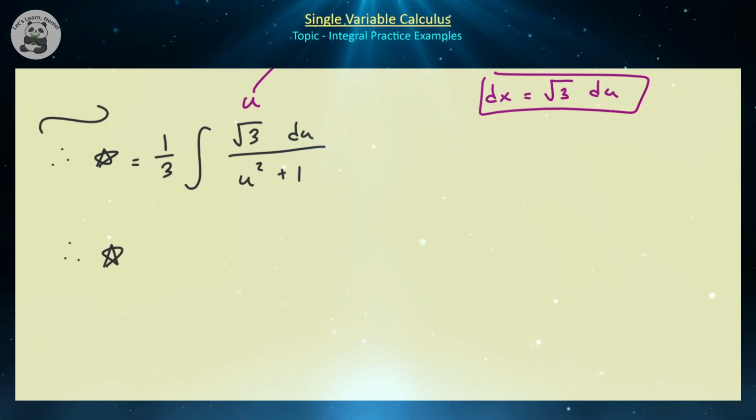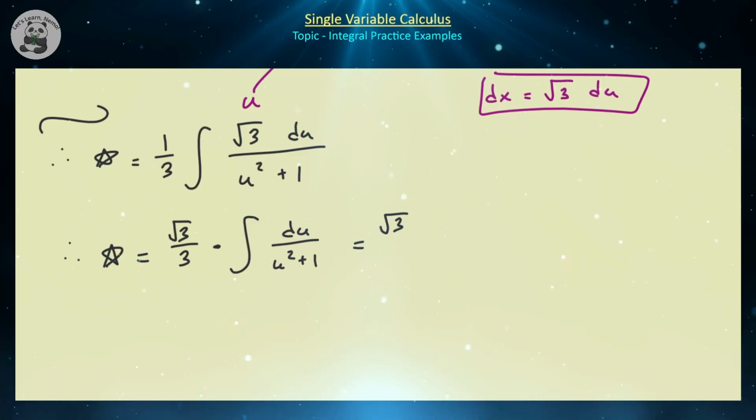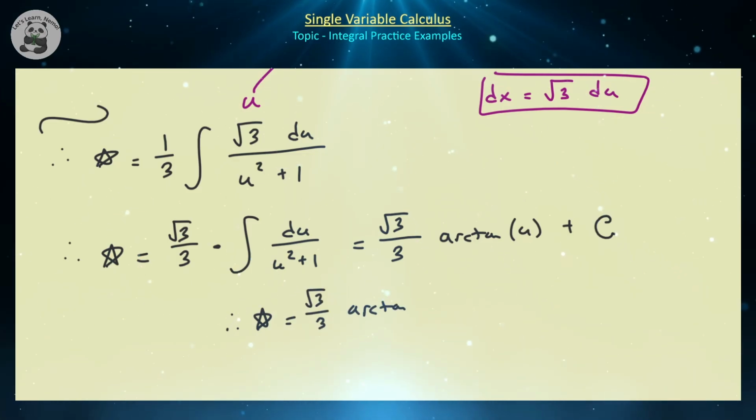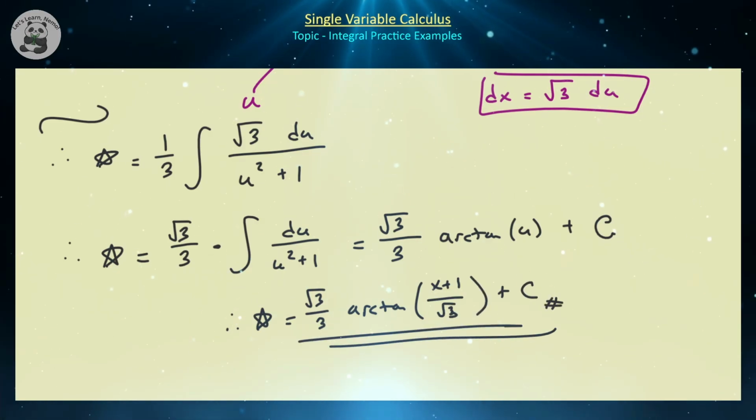So we have that our integral is equal to the square root of 3 over 3 times the integral of 1 over u squared plus 1, which we know to be equal to the square root of 3 over 3 times the arctangent of u plus some arbitrary constant c, and then we can replace our u back, and we're going to have the square root of 3 over 3 times the arctangent of x plus 1 over the square root of 3 plus c. And that is the integral that we want.